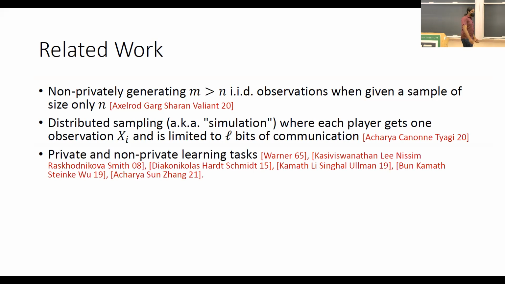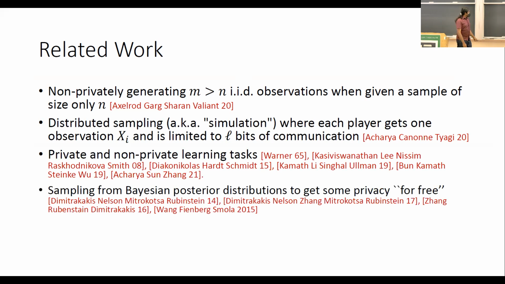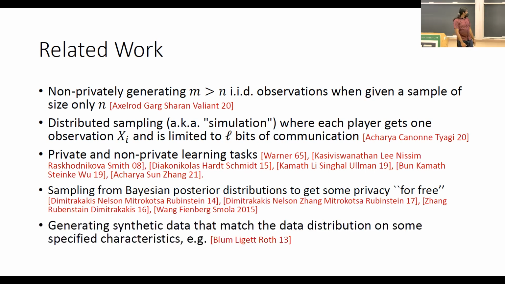We use techniques from, and compare our bounds to, a host of work on private and non-private learning tasks; there's boundless literature on this now. And some of our upper bounds show that sampling actually allows you to get some privacy for free in some settings, and similar ideas were used in Bayesian inference, so there's a line of work on that. And finally, this looks like a synthetic data problem, and there's a lot of work on synthetic data. We've just put one reference on there, but there's a lot of work on this at this point.